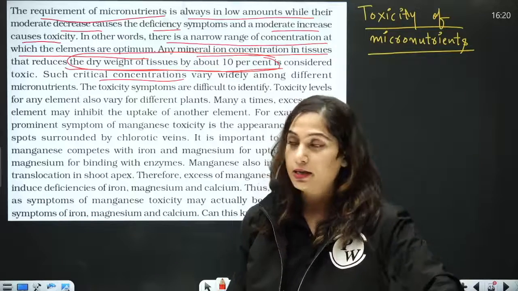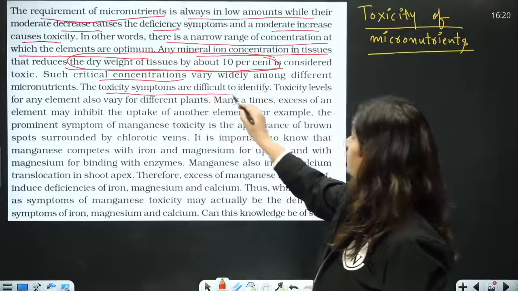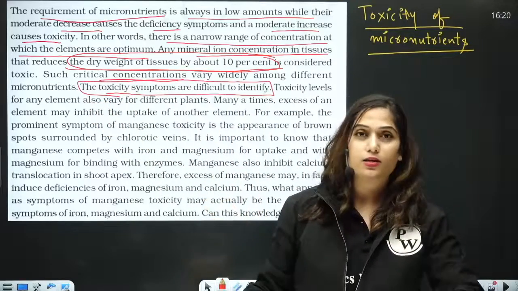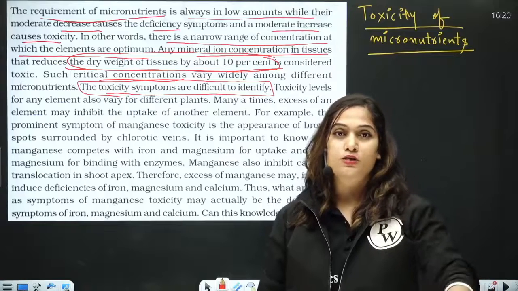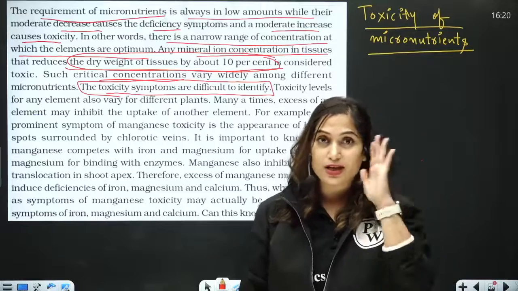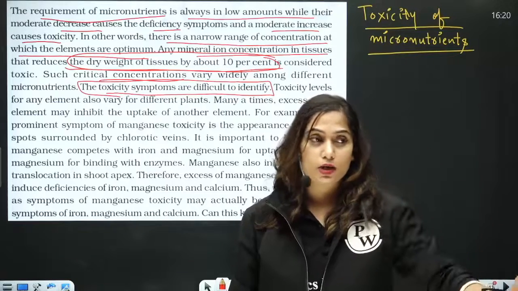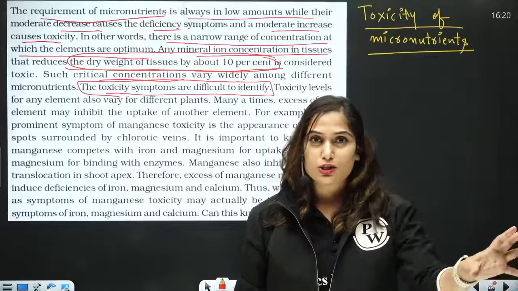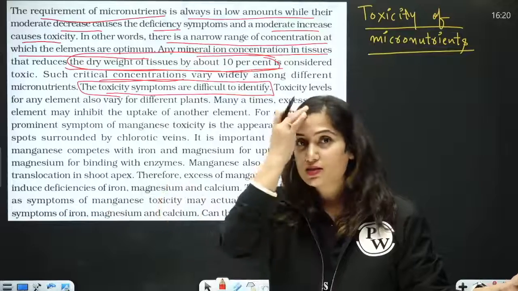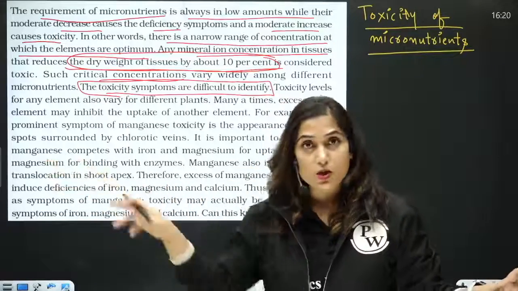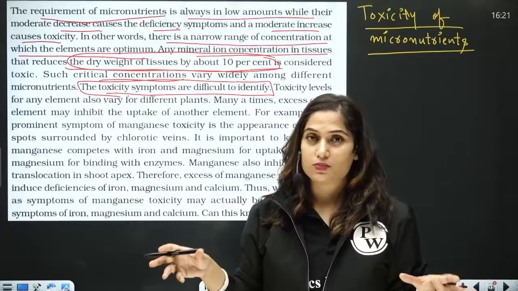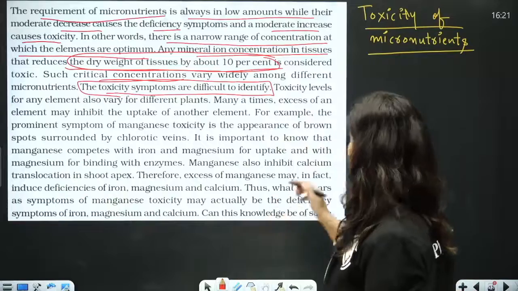The toxicity symptoms are difficult to identify. Again, direct question comes. Sometimes in some lines it is written, toxicity symptoms are very easy to identify. No, they are not. Because sometimes we get confused whether this particular symptom is due to the toxic effect of some element, or due to deficiency of some other element. So often we get confused. So to find out the toxicity symptoms is not an easy task, right?